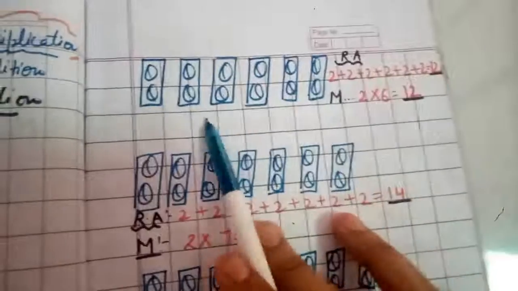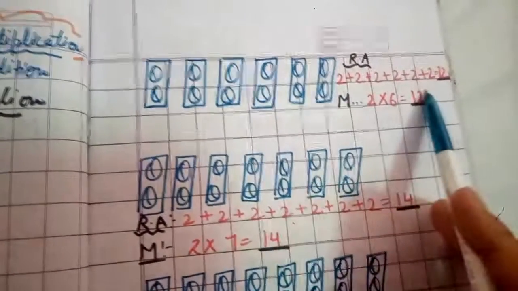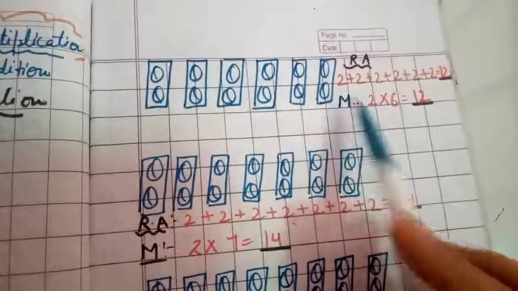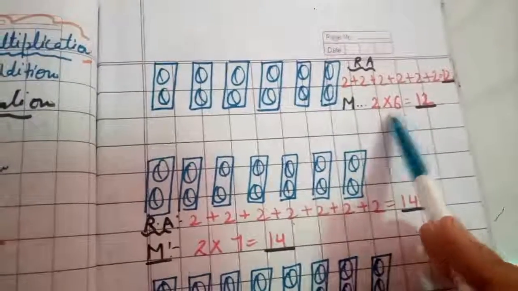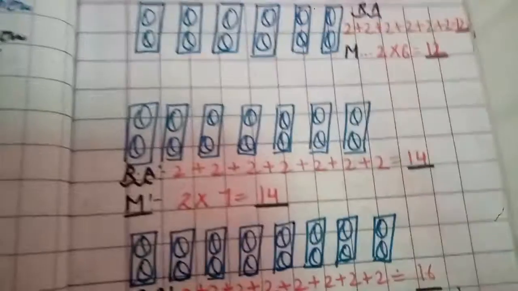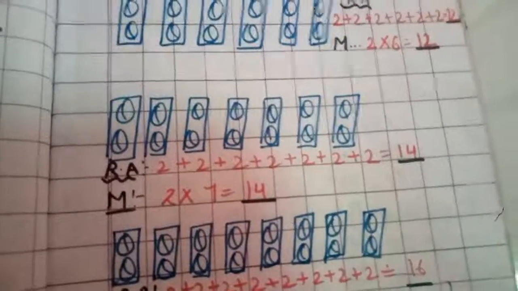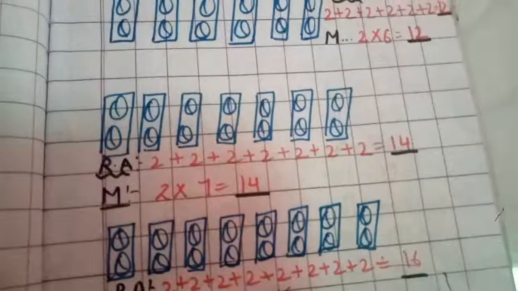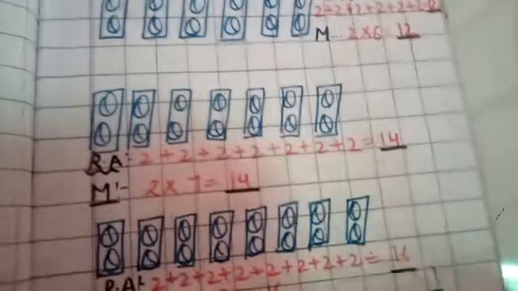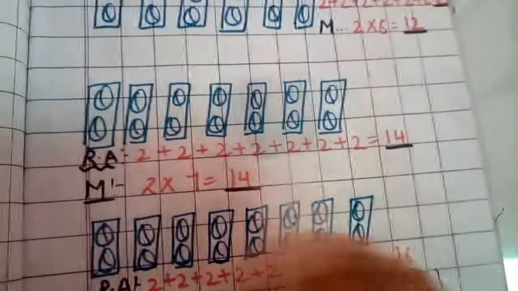Now come to this one. Same here, 6 boxes with 2 balls in each box, so the total is 12. When we change it into multiplication, as we are doing the table of 2, we put 6. How many boxes are there? 6. So the answer would be 12. So you see how easily we are getting this. Addition is a very simple method. We just need to count and write, and with the help of addition, how easily we are getting the table of 2.